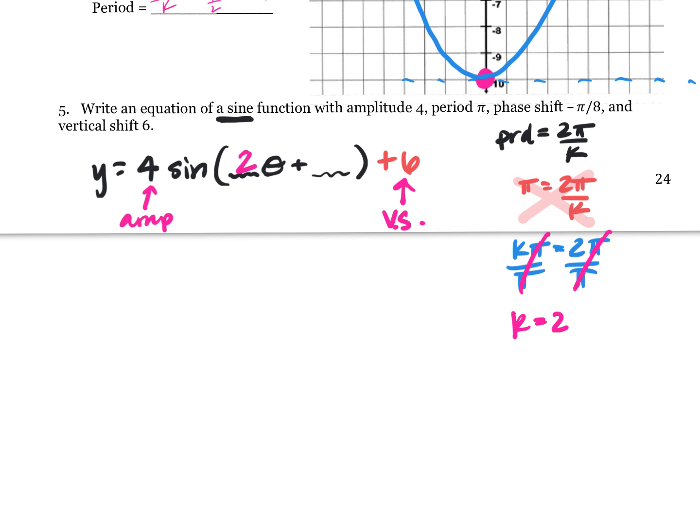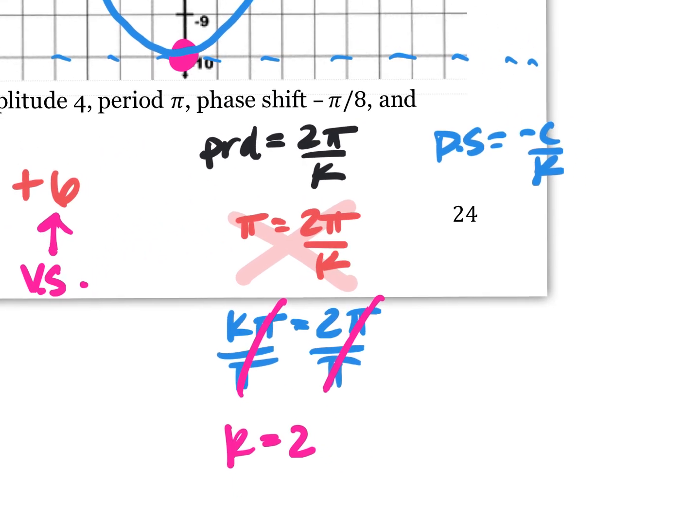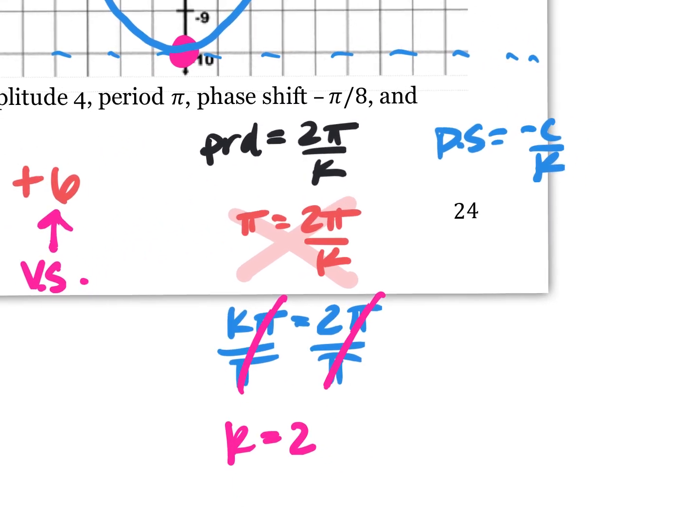The last thing is phase shift. And phase shift is negative C over K. All right, so if I know phase shift, PS, is negative C over K, what did they tell us the phase shift was? Negative pi over 8 is negative C over K. But what is our K? We just found it. Yeah, so we're going to put negative C over 2 because we just found it. That's why we have to do phase shift last. We got to use the K that we found.